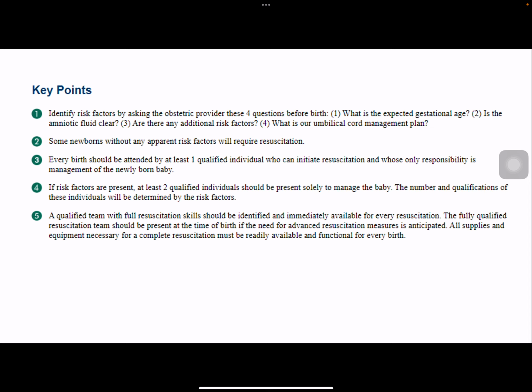So what are the 4 questions you need to ask before birth? What is the expected gestational age? Is the amniotic fluid clear? Are there any additional risk factors? What is our umbilical cord management plan? Some newborns without any apparent risk factors will require resuscitation sometimes.